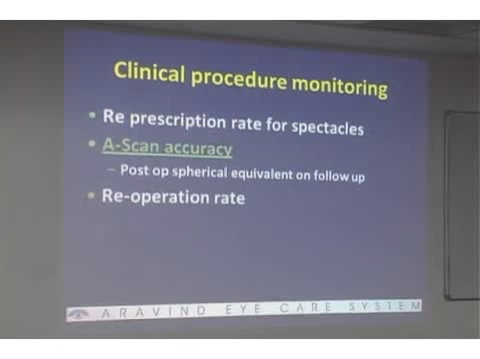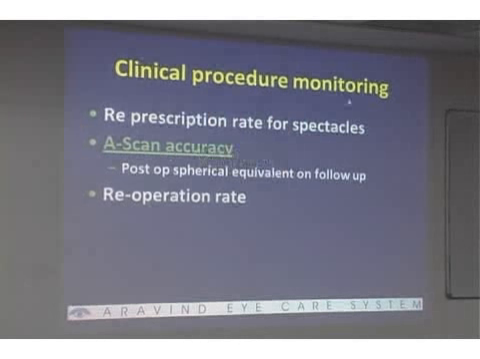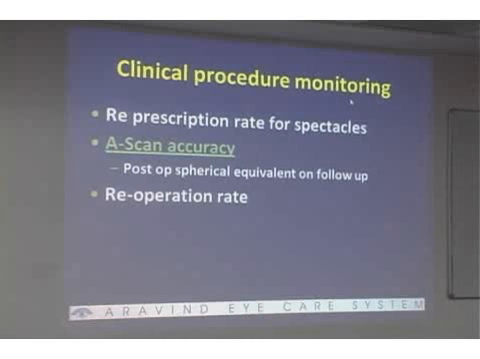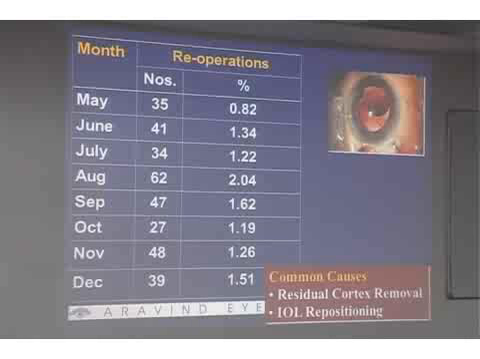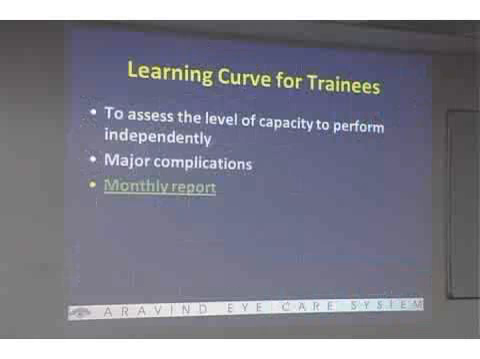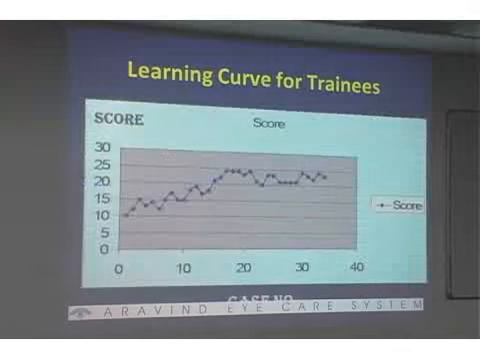But we want to share that responsibility with the family. So that's one thing we do. Similarly, we also look at the A-scan accuracy, whether the post-operative spherical equivalent is within one diopter. That's also what we monitor. We also monitor resurgeries. We'll be happy if it is less than 1.5%. Dr. Haripriya also showed you the learning curve, so I'm not going into that.